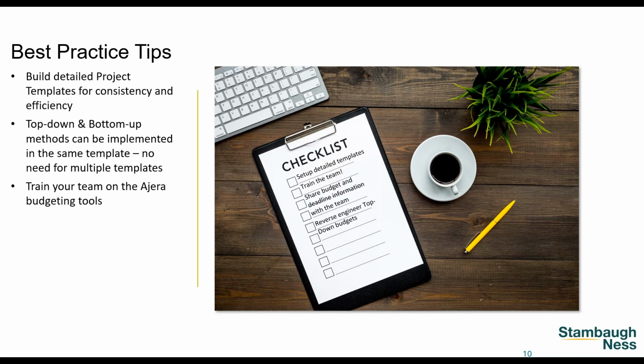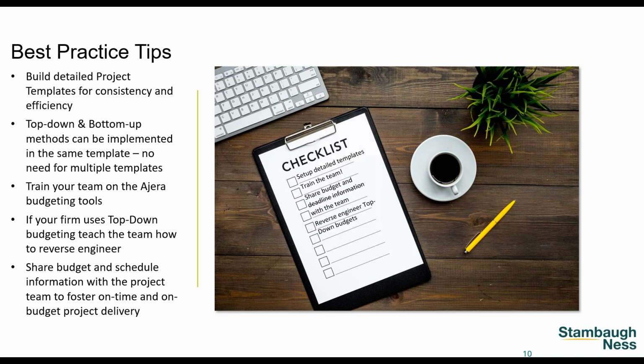It's really easy if you let them know we're only replacing a tool with a different tool that's going to give you more information. If you do use top-down budgeting, teach your team that trick that we just showed you, how to reverse engineer, and this will be recorded so you can watch it and really digest it. Share the budget and schedule information with the project team to help us get to the finish line on time and on budget. Once the data is in the Project Command Center, we could share it out in so many different ways.